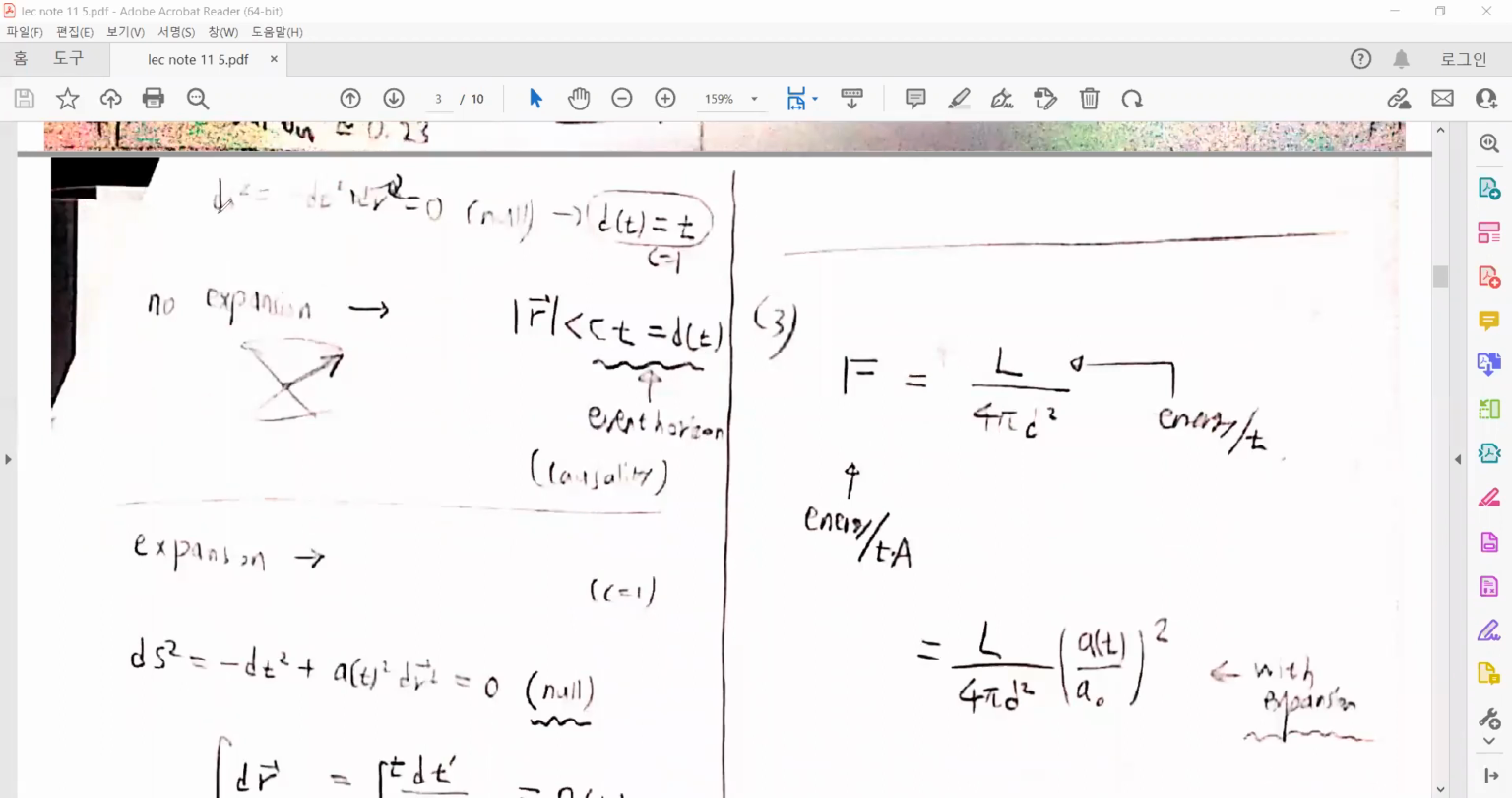From this metric, if ds squared is equal to zero, it means the path of light. So if we set c equal to one, then the horizon for the flat space-time is ct, and this is equal to one. So the horizon is the light cone of the flat space-time, which is special relativity theory.